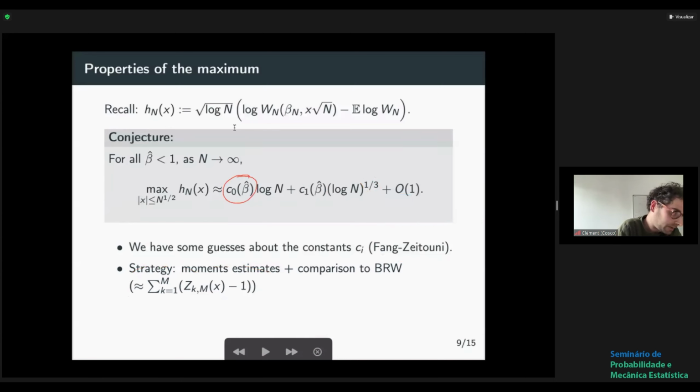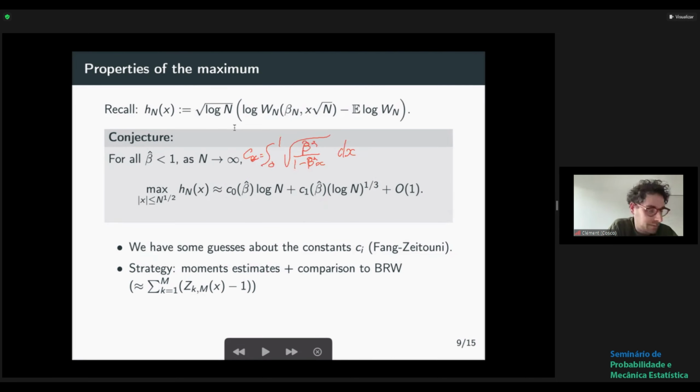Okay, what should C0 be in this case? It should be the integral between 0 and 1 of the square root of beta hat squared divided by 1 minus beta hat squared, x dx. Whereas this should be the speed, the actual speed.